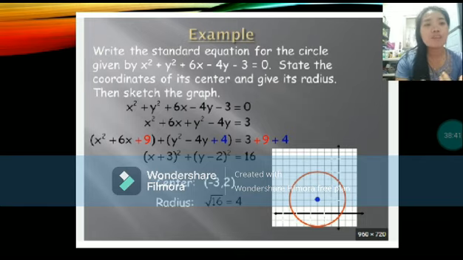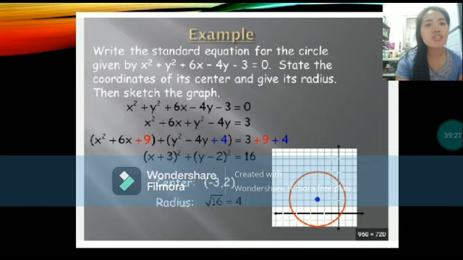We can only graph the circle if we express the equation in standard form, from general form to standard form, because that is how we are going to locate the center and the radius as well. We need this information in order to graph. So we have x squared plus y squared plus 6x minus 4y minus 3 equals 0. We need to rearrange: x squared plus 6x plus y squared minus 4y equals 3. And then we need to complete the square.